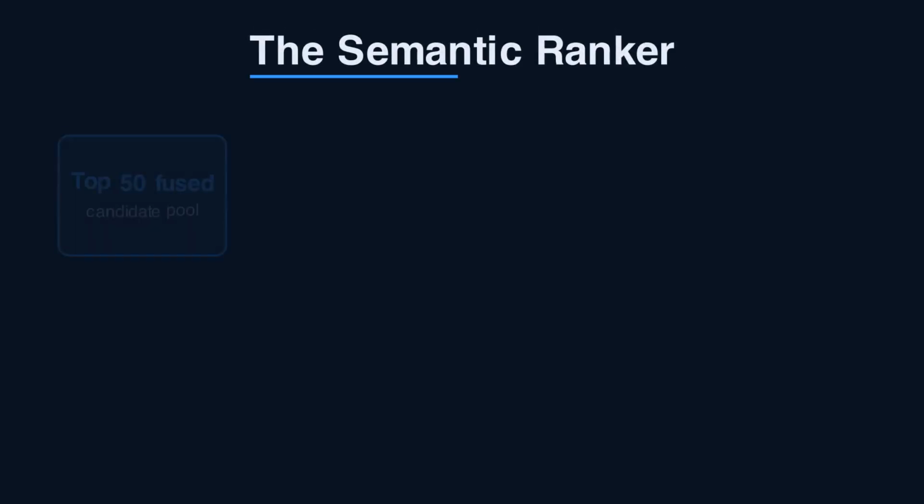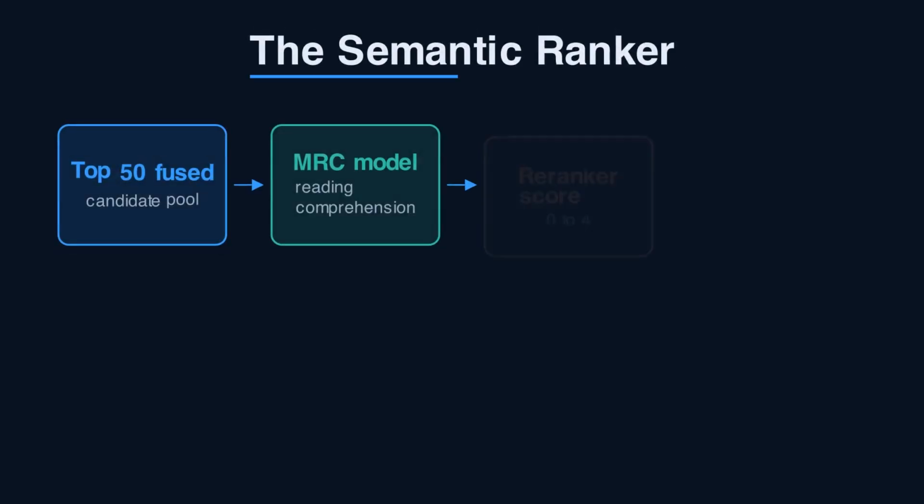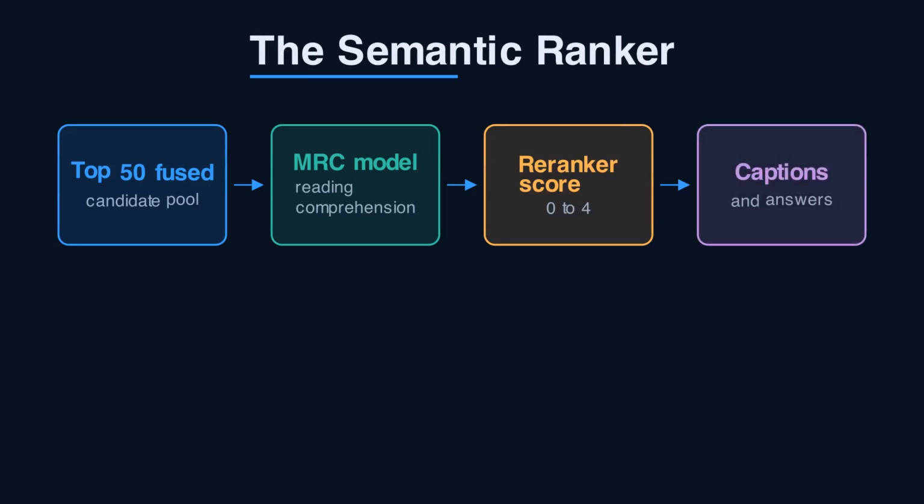The semantic ranker is a separate model from Bing. It takes up to 50 fused results and re-ranks them. It applies machine reading comprehension over your configured fields. Output is a re-ranker score from 0 to 4. It also returns captions and optional extractive answers. Only the top 50 ever get re-ranked. Anything below that cutoff never improves.